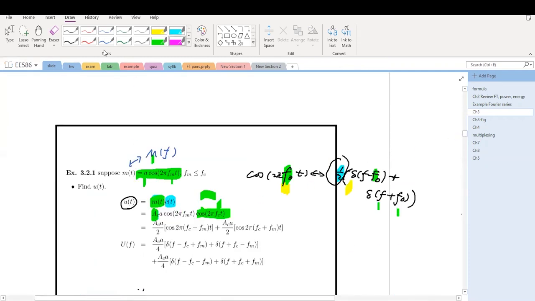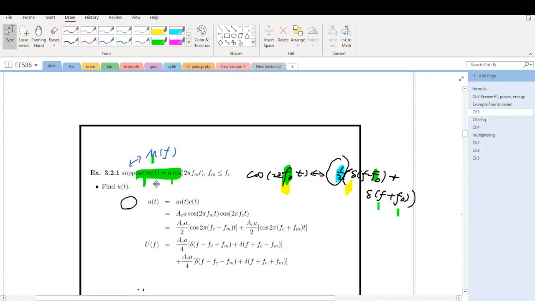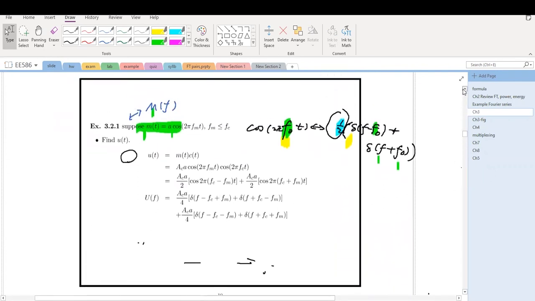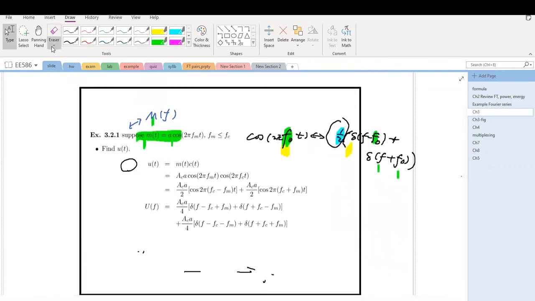Here we demonstrate two ways to obtain the Fourier transform. One is you use the trig identity. The other one is use the modulation property. Either way is fine for this case. And remember, if your message signal is not cosine, if your message is other waveforms, then you need to use the modulation property, because you do not have cosine multiplied by cosine together, as in this case.